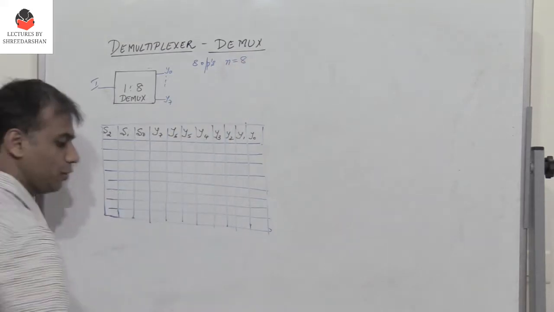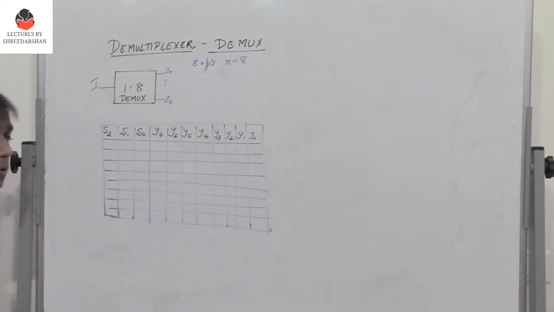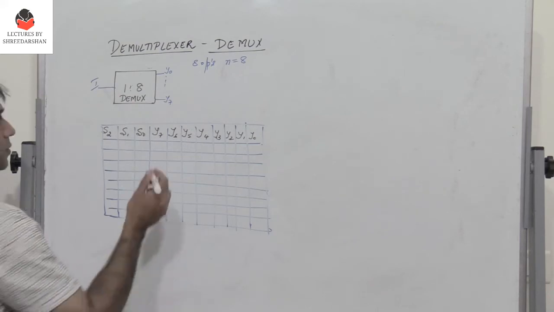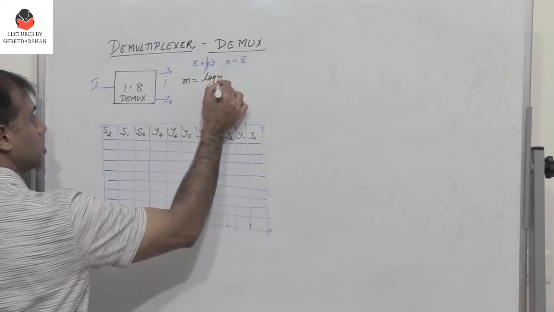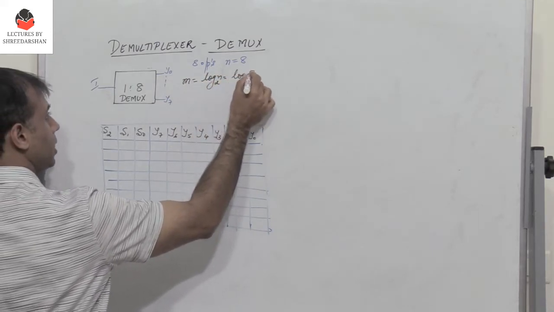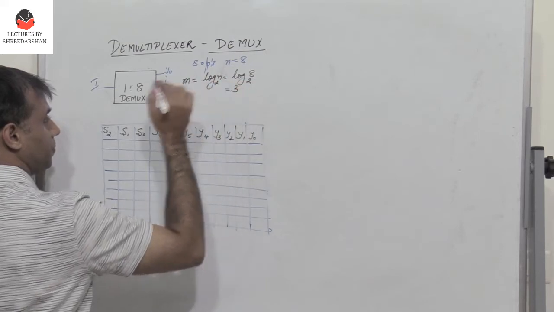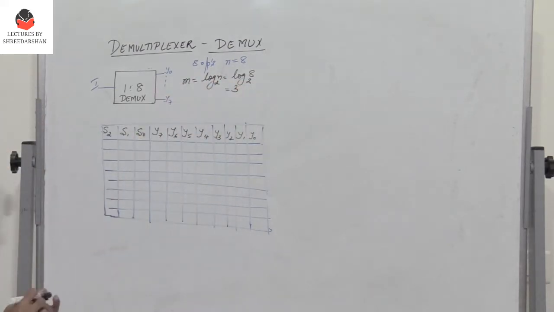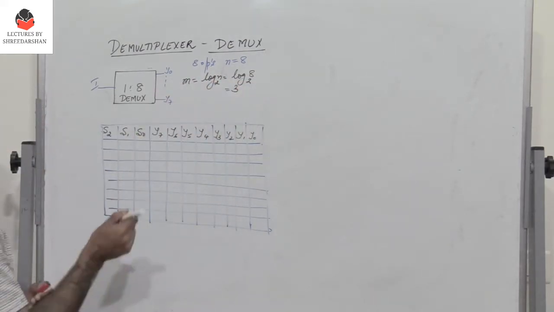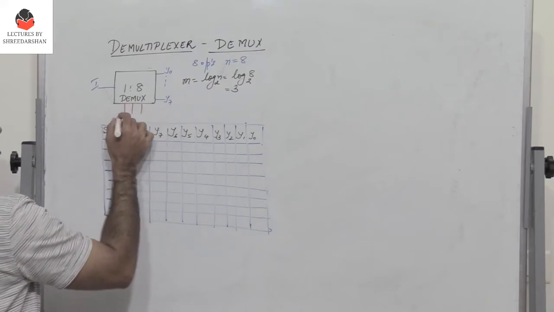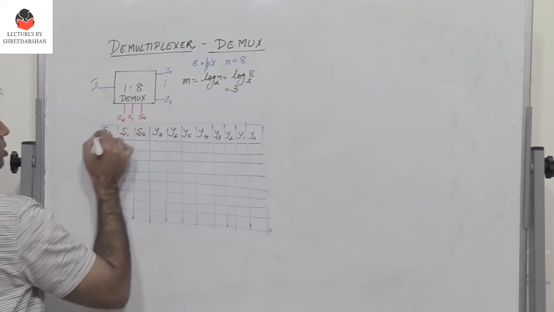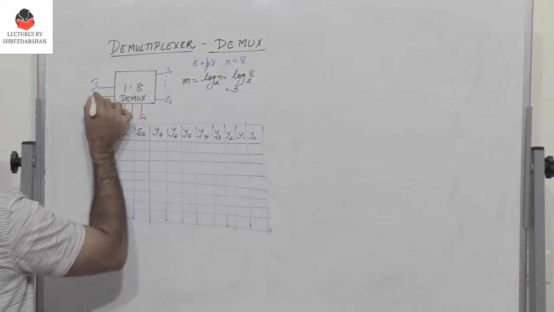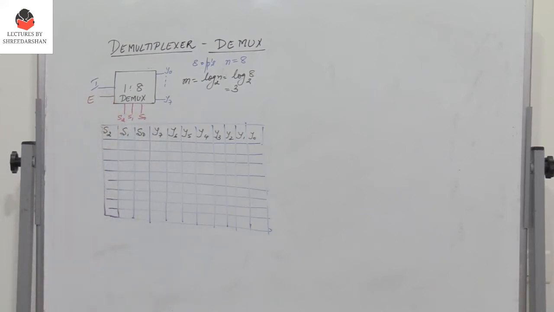Since the value of n is 8, I need to find the number of select lines. So what is the number of select lines equal to? The number of select lines m is equal to log n to base 2, which is log 8 to base 2, so it is 3. Therefore there are 3 select lines and they are S2, S1 and S0, and we also can include the enable bit here.